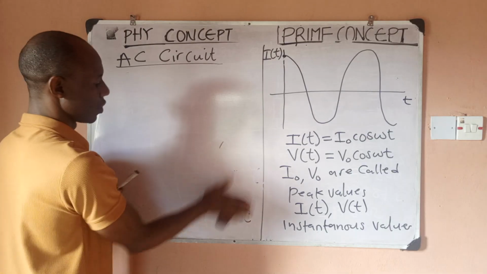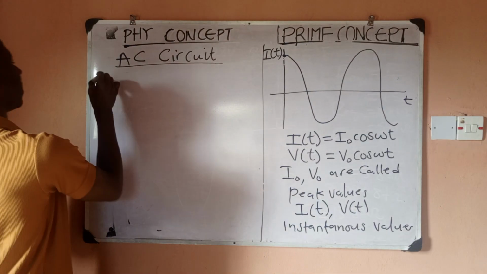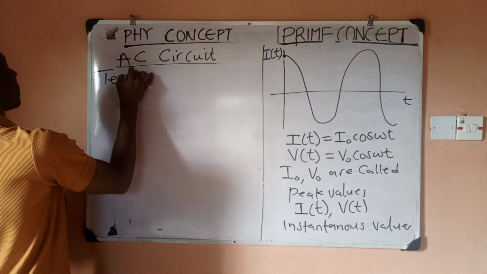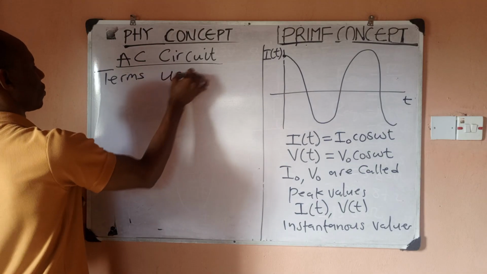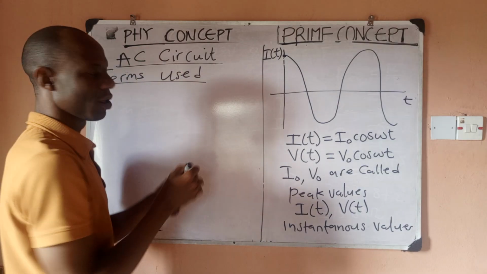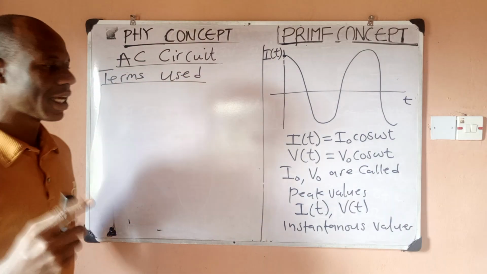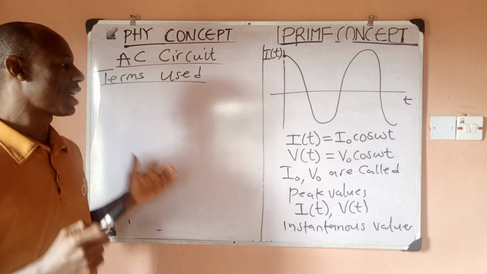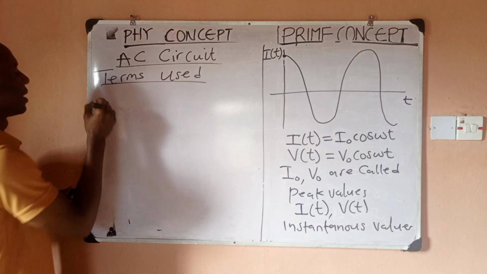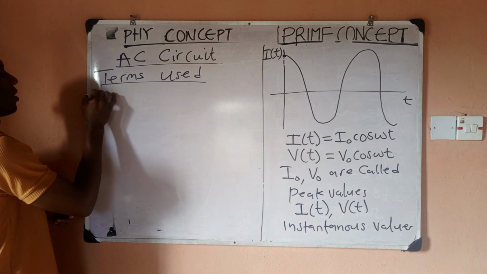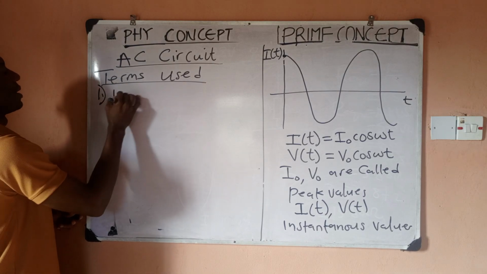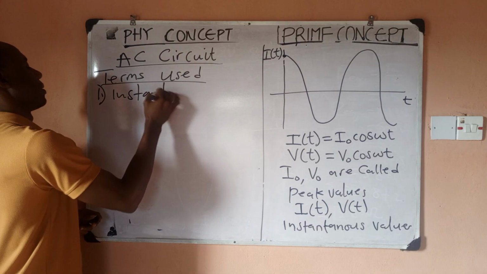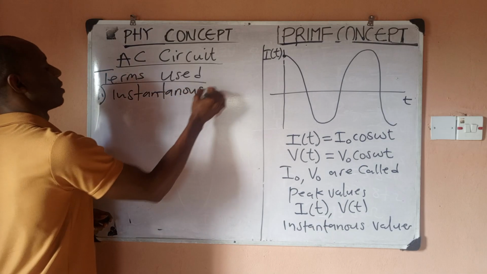So quickly, we're going to define some terms that we'll be using frequently in our study of AC. Now, one of the terms which we have mentioned already, but you would keep hearing as we progress, is number one, instantaneous value.